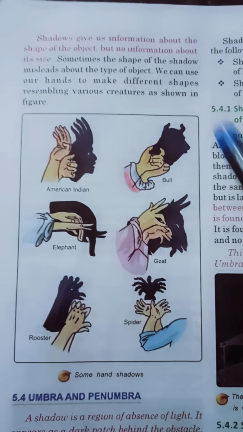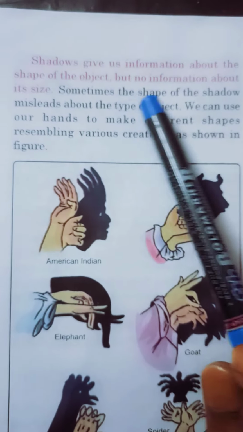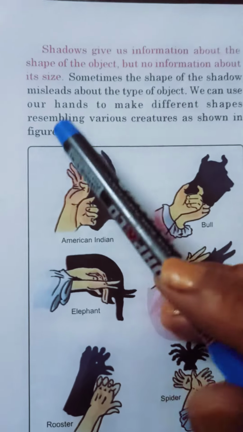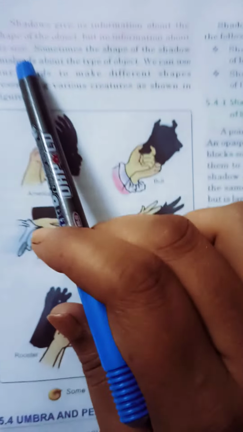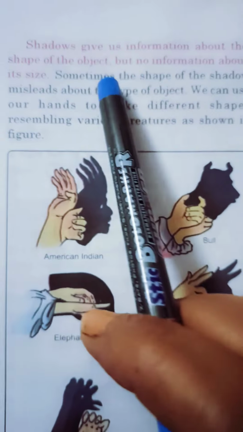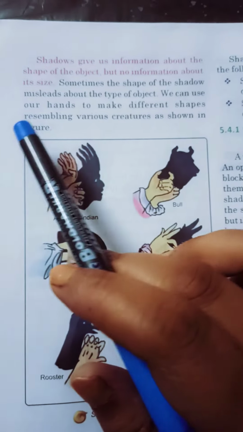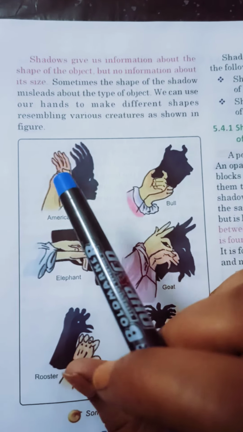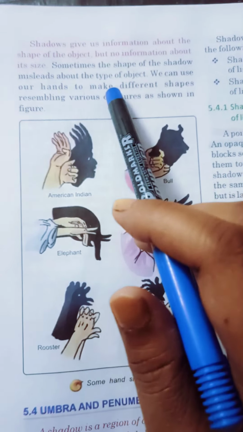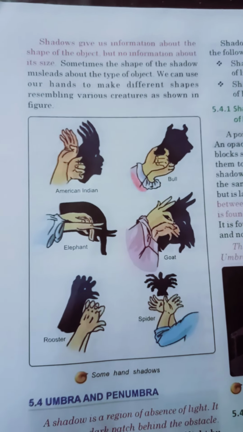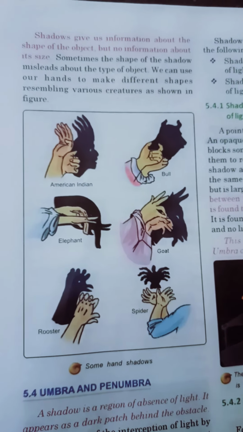Okay, now see, shadows give us information about the shape of the object but no information about its size. Okay, shadows actually give us information about the shape of the object. The shape of the object we can clearly see, but the information about the size we cannot exactly tell. Why? Because sometimes the shape of the shadow misleads about the type of the object. We can use our hands to make different shapes resembling various creatures as shown in the figure.